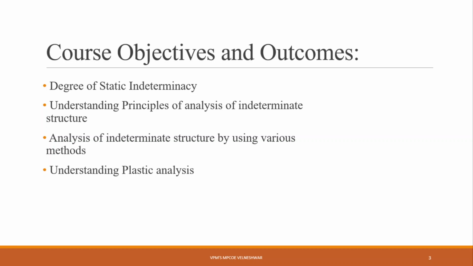Degree of static indeterminacy shows whether your structure is determinate or indeterminate. If degree of static indeterminacy is 0, it means your structure is determinate. If the degree of static indeterminacy is more than 0, means it is 1, 2, 3, 4, then your structure is indeterminate. And if the degree of static indeterminacy is more, it means your structure is more complicated or your structure is more redundant. So your number of unknowns are more than number of equations available for the analysis.